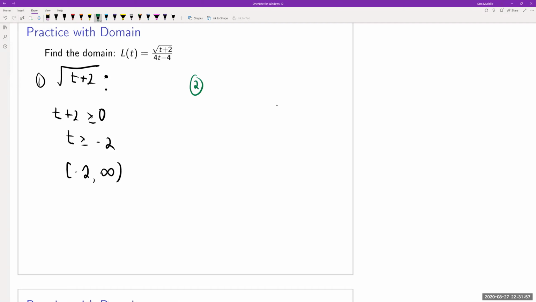Secondly, I need to make sure that 4t minus 4 is not equal to 0. That means that 4t is not equal to 4, and t is not equal to 1.